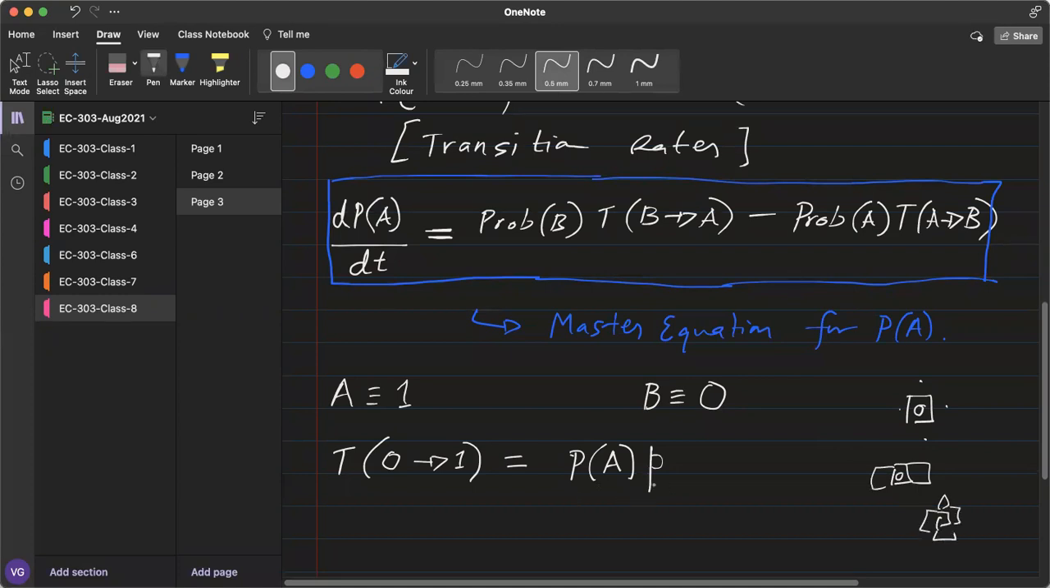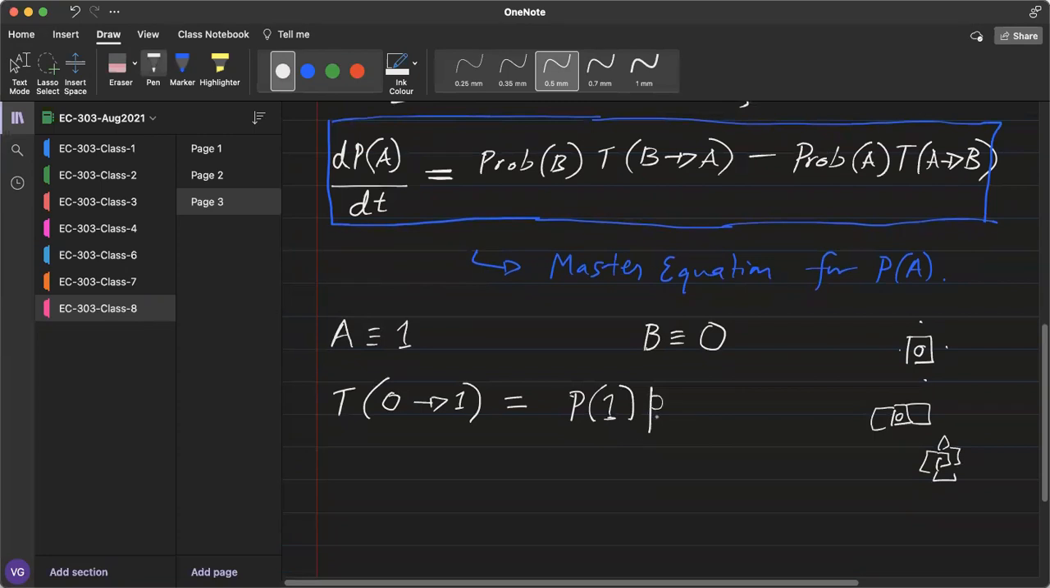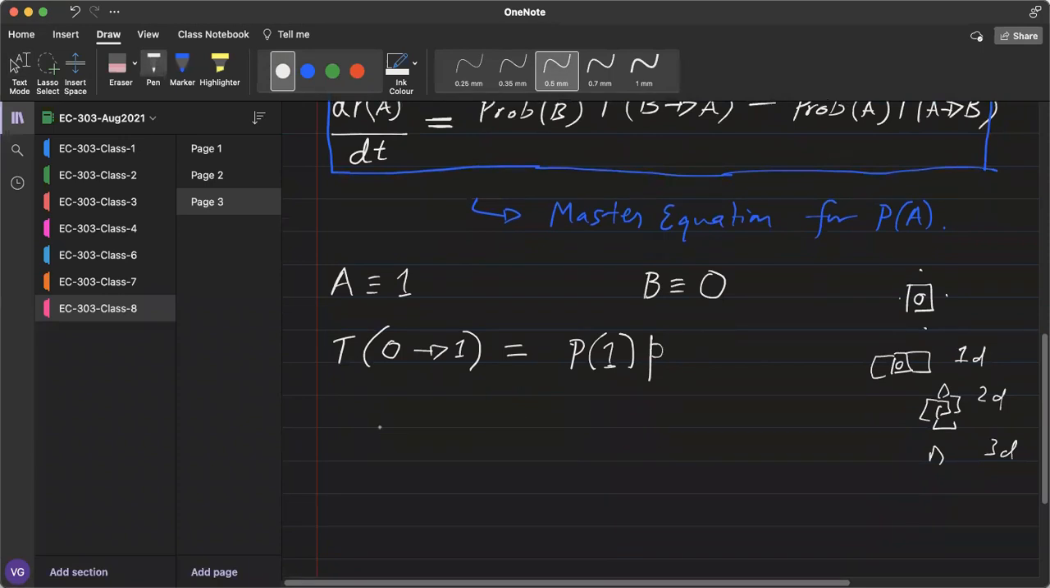I should actually not write 0 anymore. I should write this as P of 1. I will leave that as an exercise. This will be P1 times p. Does dimensionality matter? Think of 1D, 2D, and 3D. I won't answer that question. I will just write this as P of 1 times p.